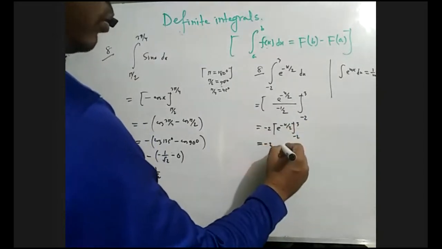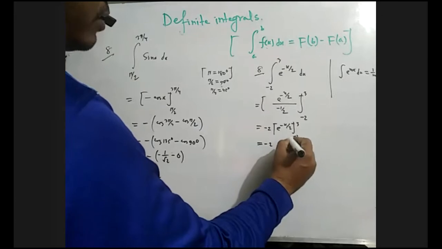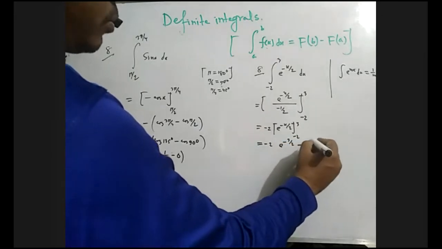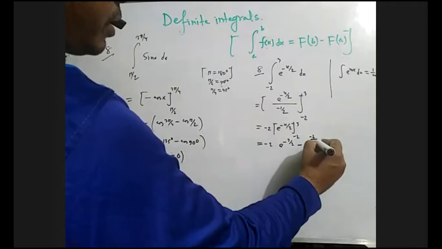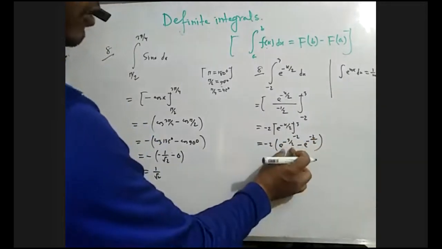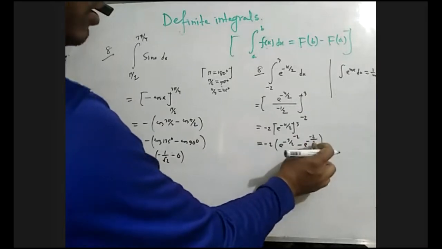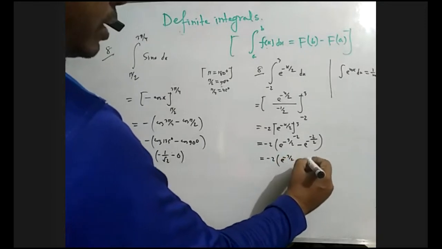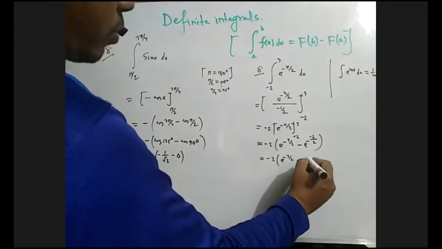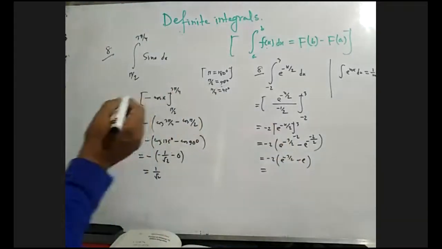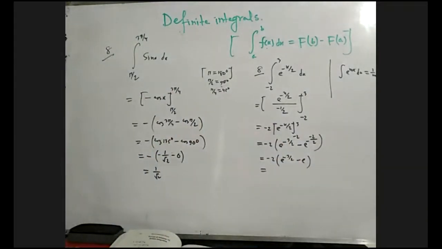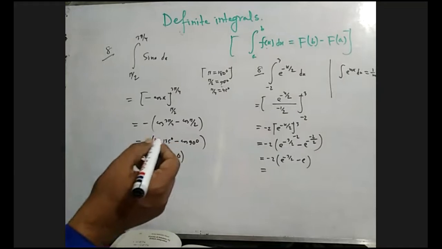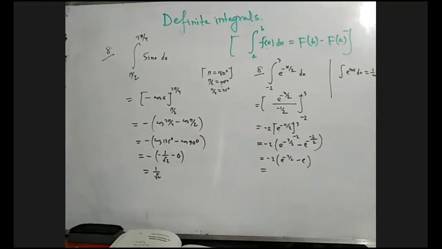Now minus 2 times e to the power minus 3 by 2 minus e to the power minus 2 divided by 2. Putting upper limit x equals to 3, minus putting lower limit x equals to minus 2. So we get e to the power minus 3 by 2 minus e to the power plus 1, e to the power 1, that means e. You must know e equals to what? From the table or from the calculator you can find the e value.